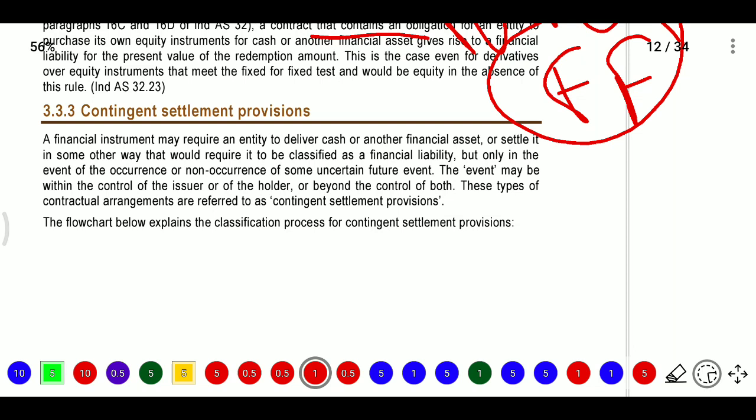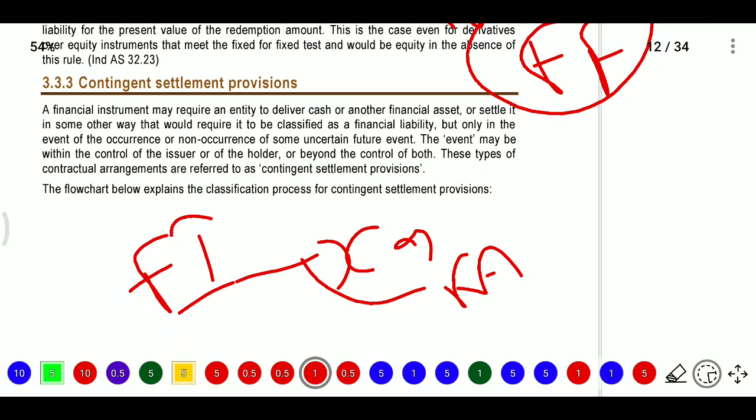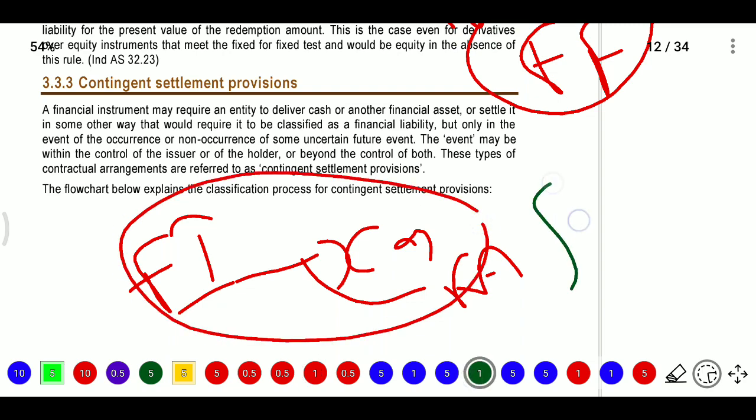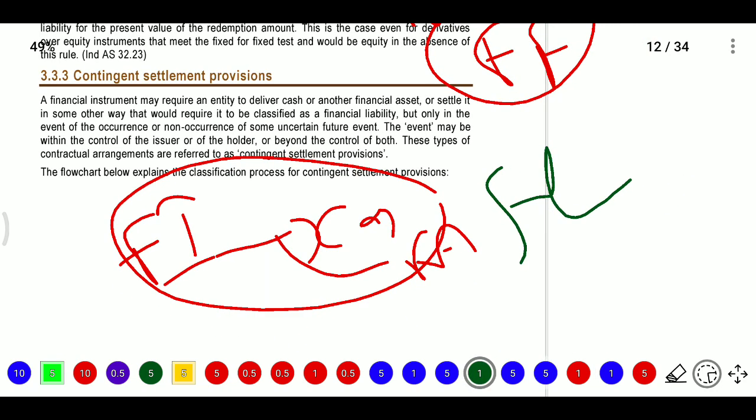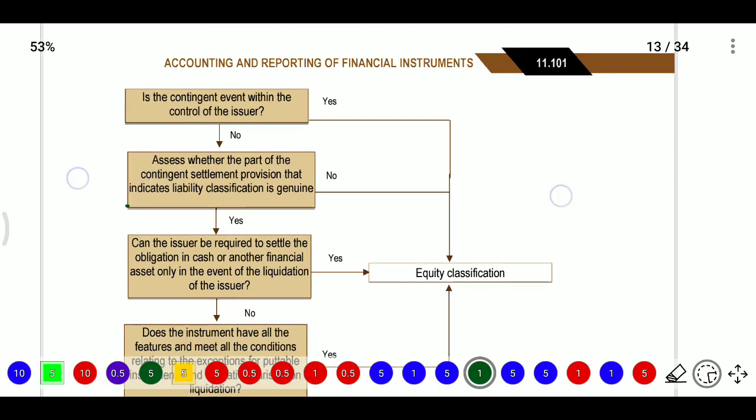Here one financial instrument needs to deliver some cash or financial assets to settle, or in some other way, so they may be required to classify it as a financial liability, but only in the event of occurrence or non-occurrence of some uncertain future event. The event may be within the control of the issuer or the holder, or beyond the control of both. This type of contractual arrangement is referred to as a contingent settlement provision. Here we will see the chart, and we will get some clarity.